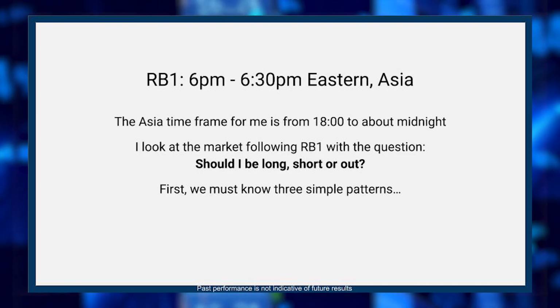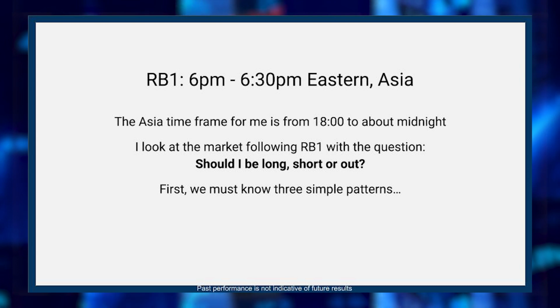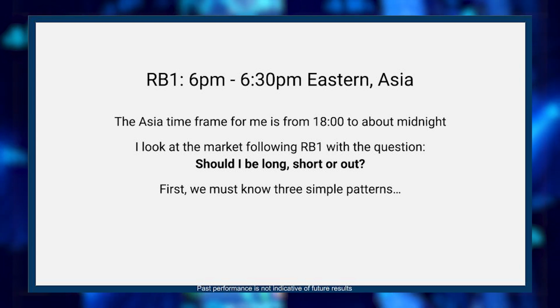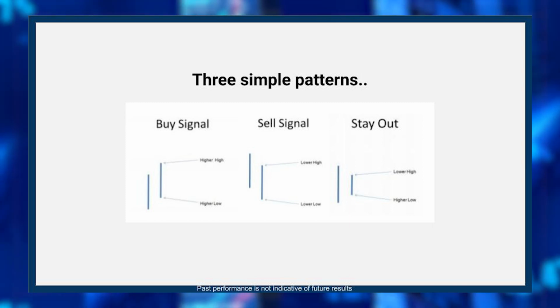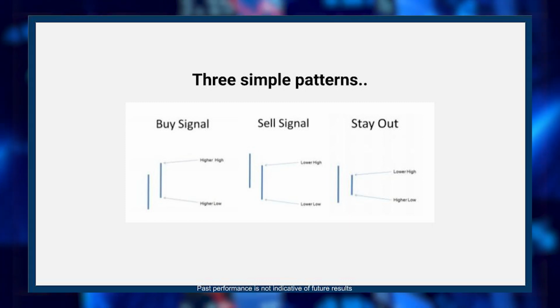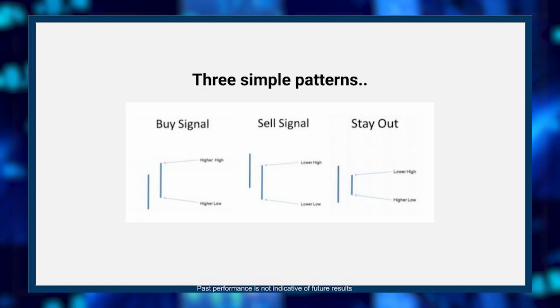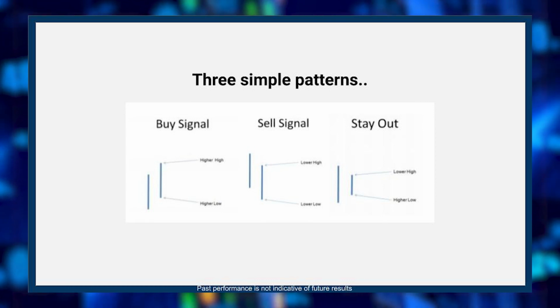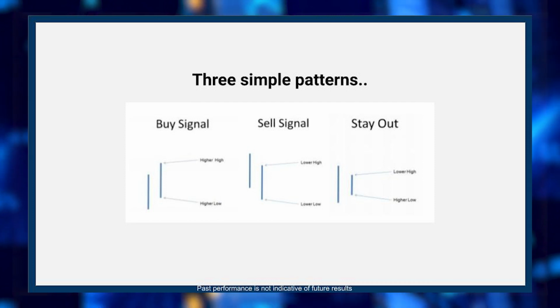Now, let's talk about the 6 p.m. to 6:30 time frame, RB1. I look at the following. Should I be long, short, or out? Well, how do I know? First, I must know 3 simple patterns. What a buy signal looks like, where that bar after that reference bar is higher, in this case, or what a sell signal looks like, where it's lower, and whether it's in between, I should stay out.